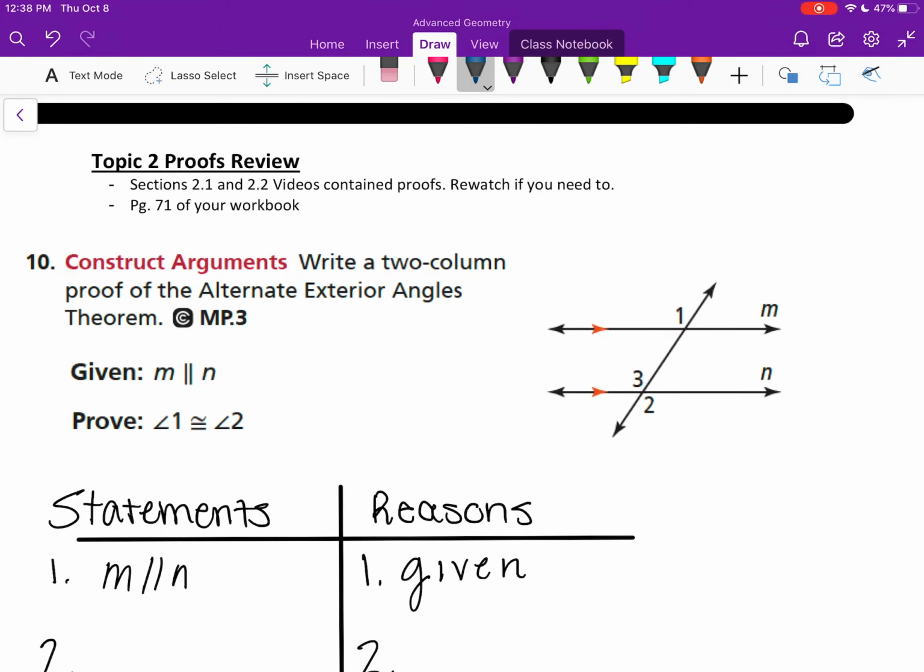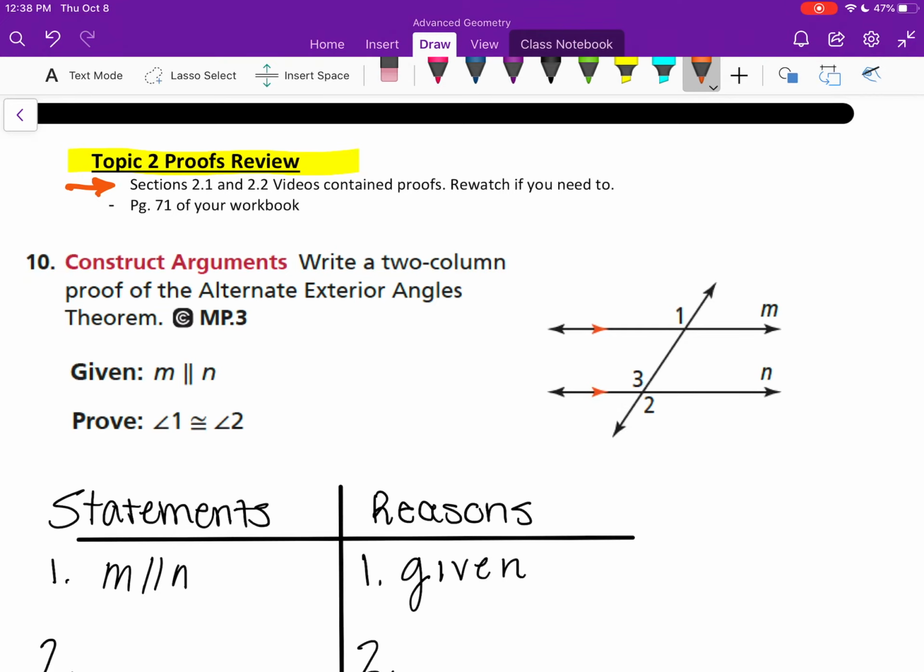Okay, you guys, this is the second part of your topic 2 review. And in this section, we're going to specifically review writing proofs. I wanted to remind you guys that sections 2.1 and 2.2 notes and videos contained proofs. So re-watch those videos if you want additional examples of writing proofs. But I'm on page 71 of your workbook.